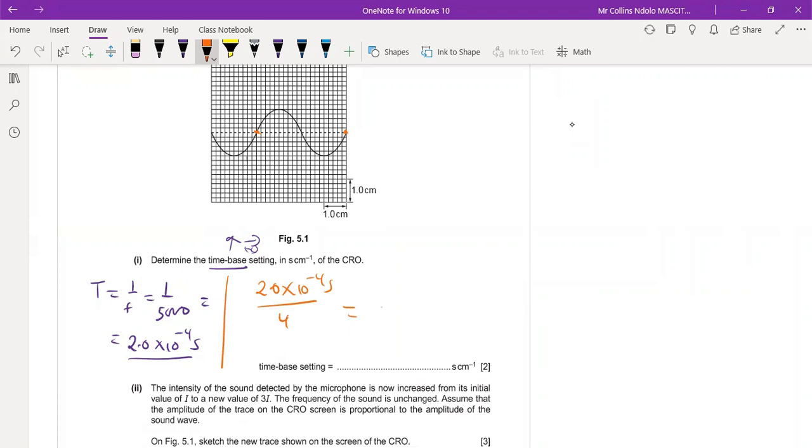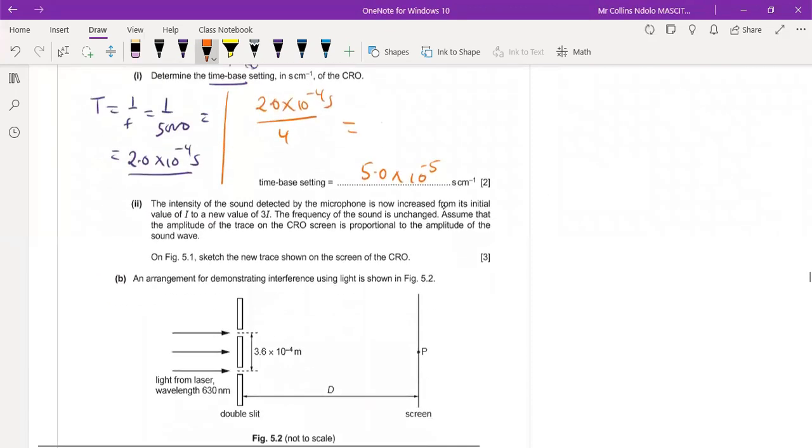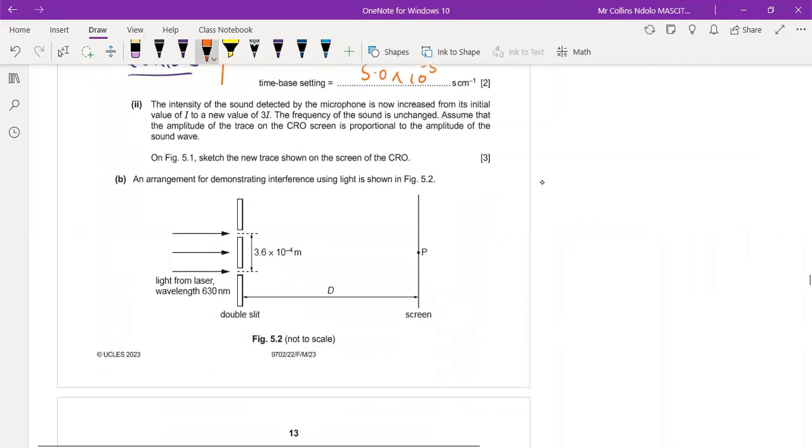That will give me 5.0 times 10 power minus 5 seconds per centimeter. The intensity of the sound detected by the microphone is now increased from its initial value of I to a new value of 3I, where I is the intensity. The frequency of the sound is unchanged. That means the wavelength change or the time period doesn't change.